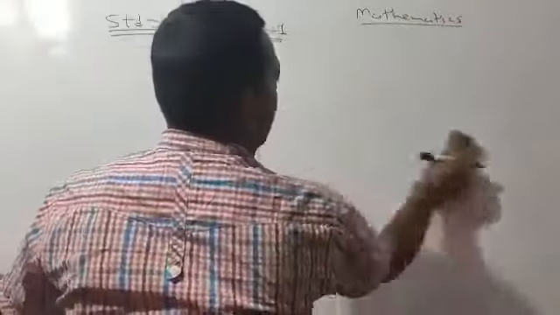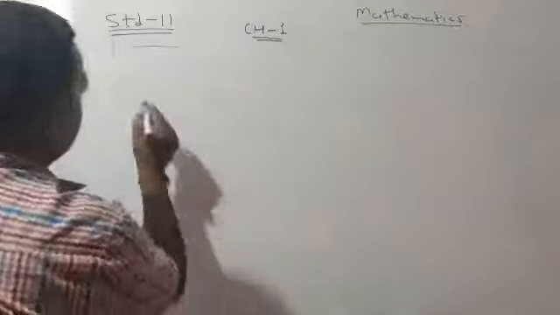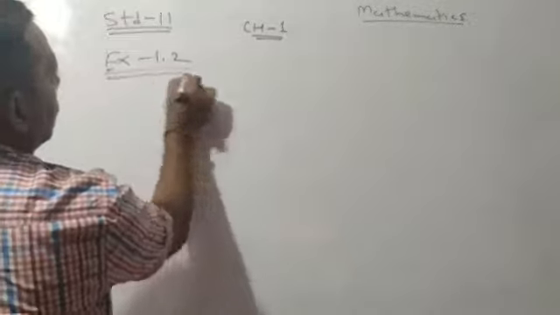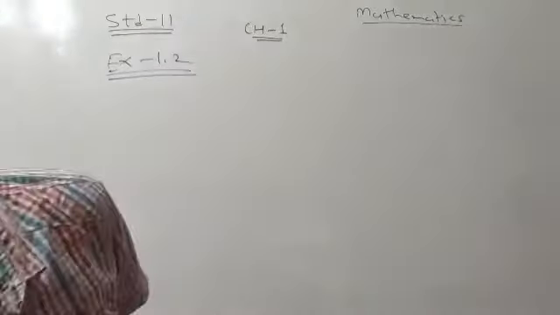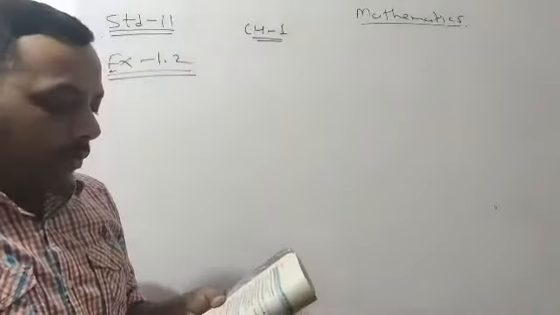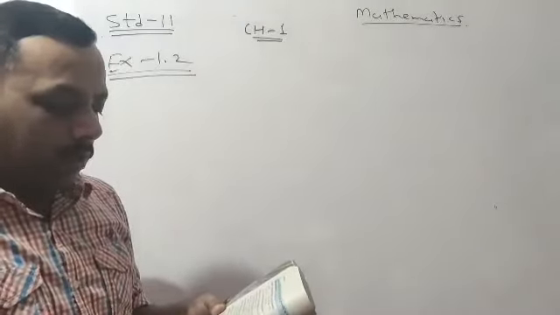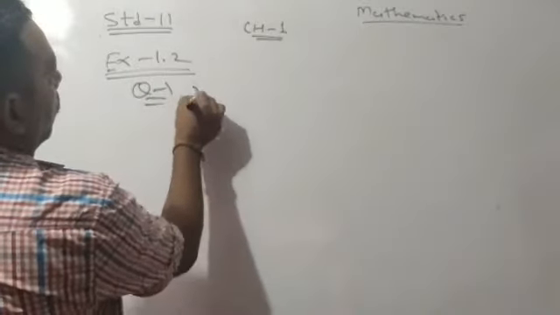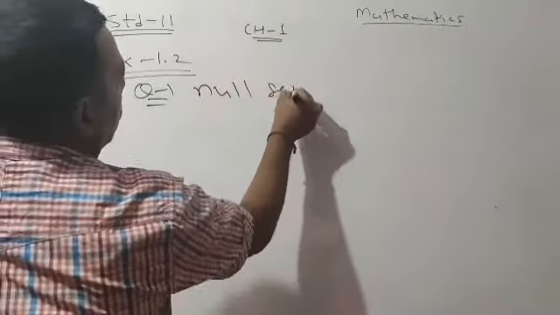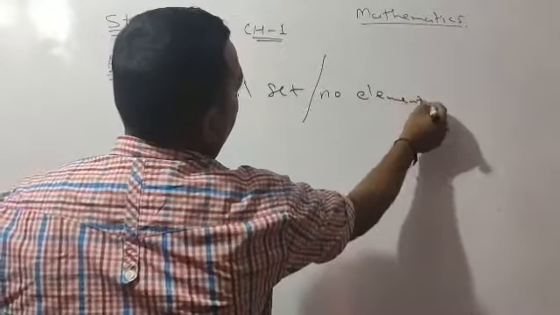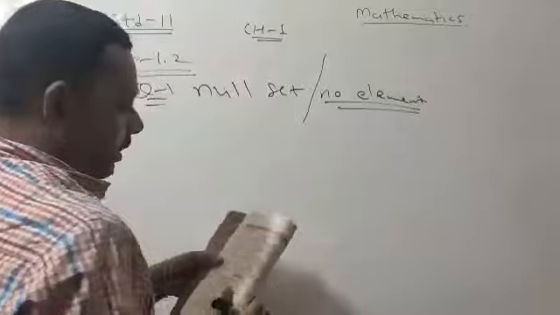Anyway, we will start exercise 1.2. Okay, now the first question of 1.2 is, which of the following are examples of null set? Again, we know that. What do you mean by null set? No element. Then it is called null set.